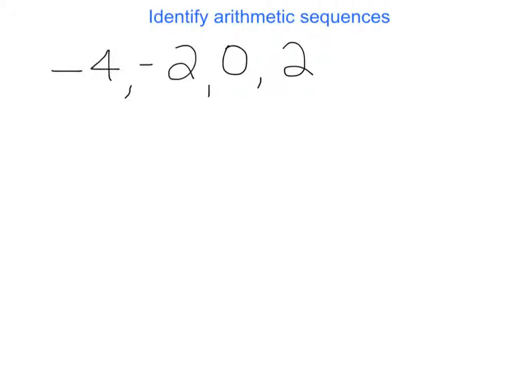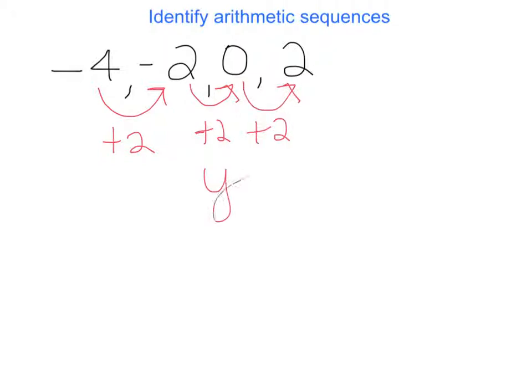So in this example, we have -4 to -2. So to do that, you add 2. From -2 to 0, you add 2. And from 0 to 2, you add 2. So we would say yes, and we would say that this is an increase of 2.